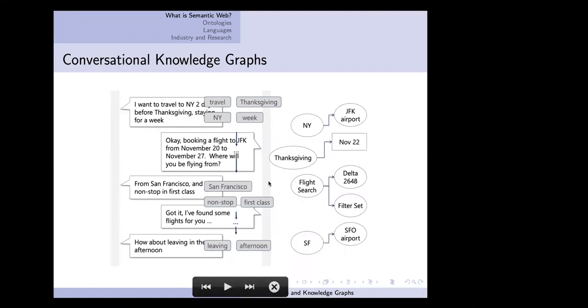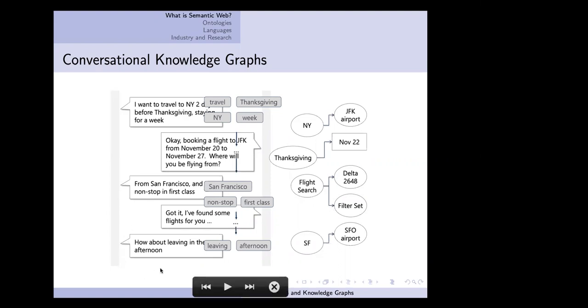So in that case, you answer that you're flying from San Francisco and that you want a non-stop flight in first class. So we are getting this information again back into the knowledge graph. We find a flight here. That's in that case a Delta 2648 flight, given the filters that you actually requested, and then we come back with the flight suggestion.